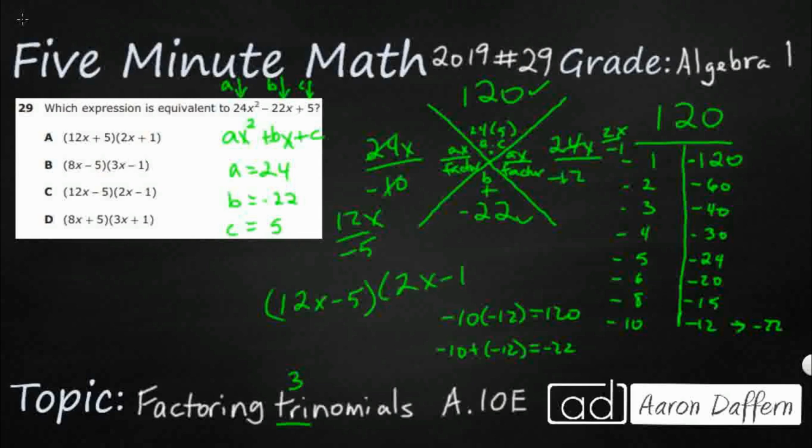2x minus 1, and if we want, we can factor that out, right, so that's going to be 24x squared, that's going to be minus 12x, that's going to be plus 10x, that's going to be plus 5, right? And that's actually going to be a negative 10x. So there we go. That's going to be my negative 22x, which is what I'm looking for. So our answer here is going to be C.